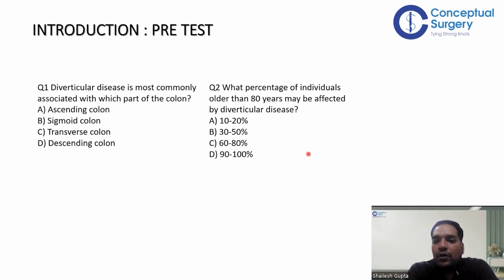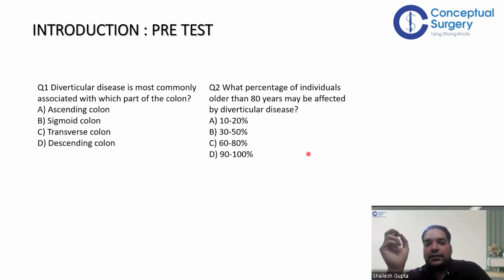Question number 2. What percentage of individual older than 80 years may be affected by diverticular disease? ये basically western world के बारे में बात कर रहे हैं. ये जो data जो है, that is basically we want a US data here कि 80 years के बाद कितना percentage of patient के अंदर हमें diverticular disease दिखाई देगा. 10 to 20, 30 to 50, 60 to 80 or 90 to 100.